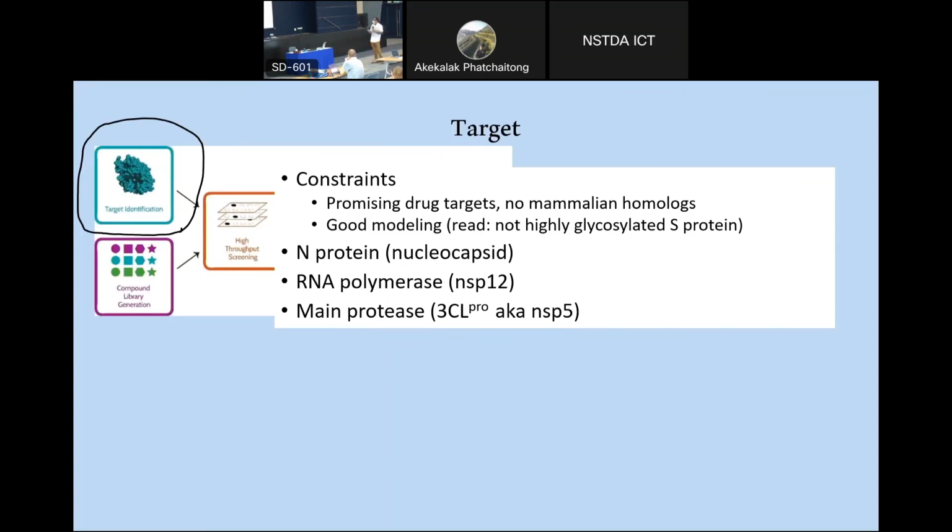Some of the ways you can avoid having too much toxicity is, especially for bacteria, if you target a protein that does not have many mammalian homologs, then you kind of have an idea, okay, whatever I design against it is not going to attack any other human protein. So you can reduce the toxicity by that.